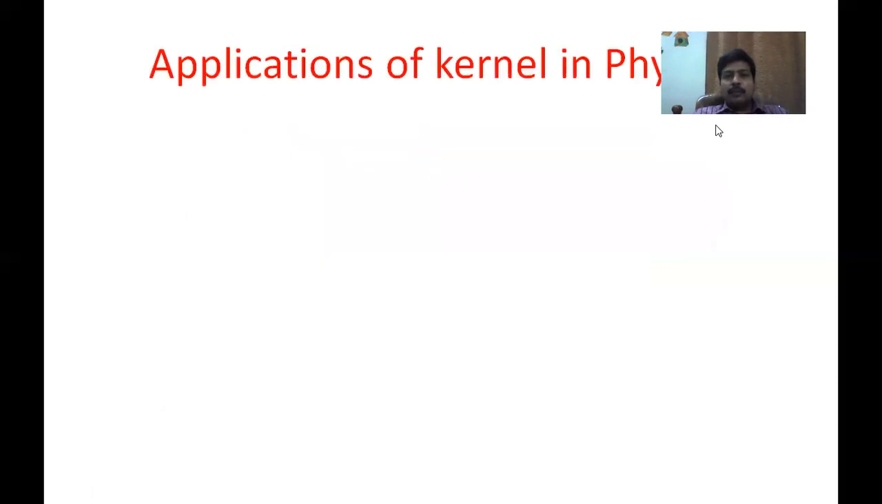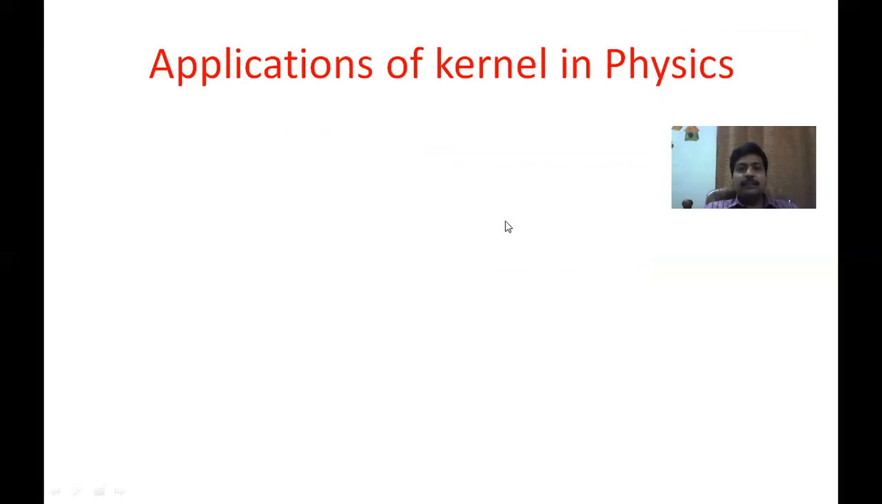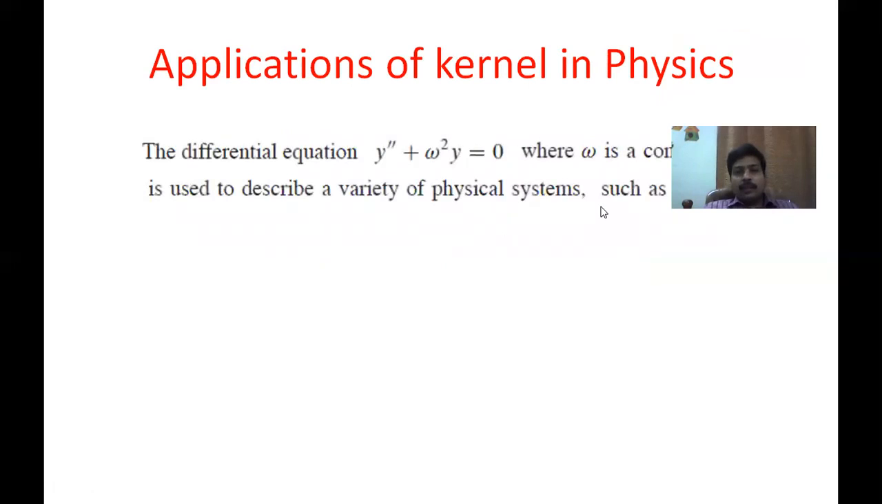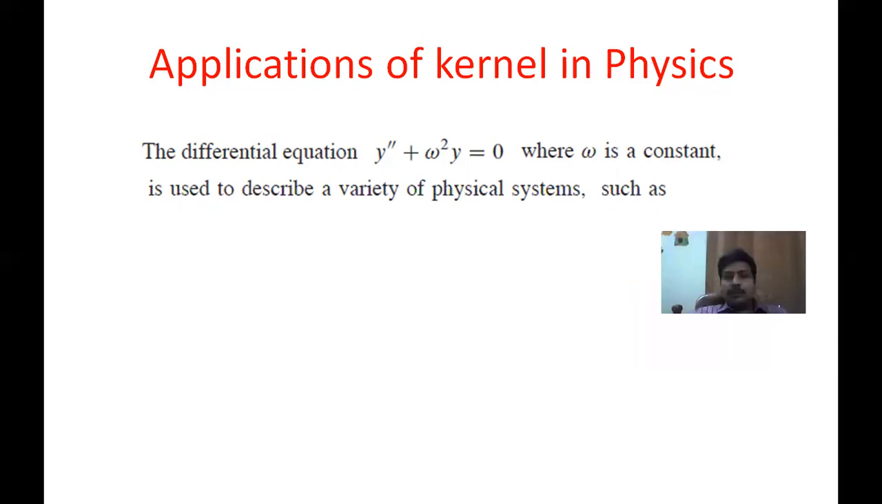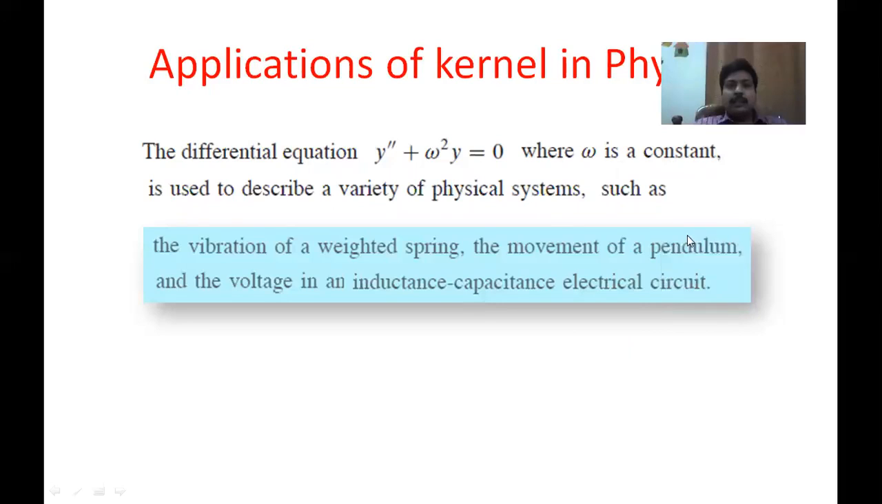So let us explore some more applications of kernels in physics. The differential equation y double dash plus omega square y is equal to 0, where omega is a constant, is used to describe a variety of physical systems. So this equation is very popular in physics. This is used in many places of physics. So these are the areas where this equation is used.